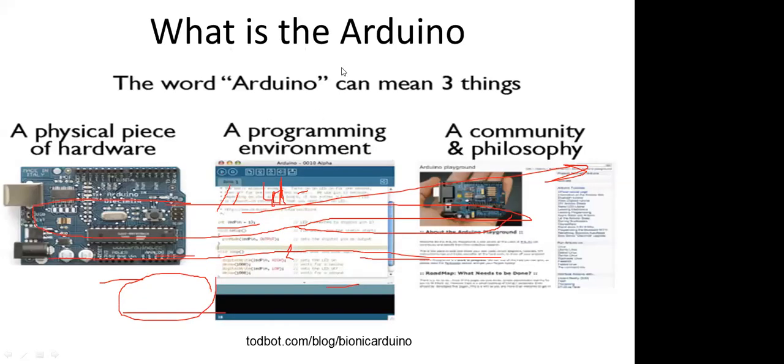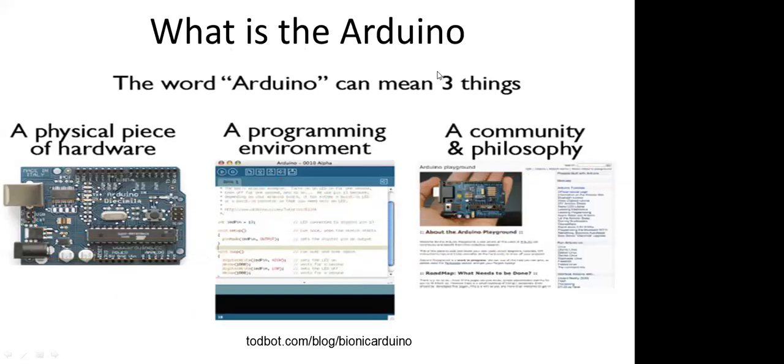Over here you can see there are three major components in the Arduino development board. What are the three major components? The first one is the physical hardware, then the environment, which means the software environment for programming. Then after that there is a community and a philosophy.